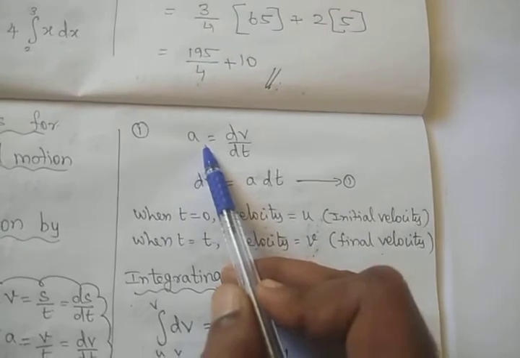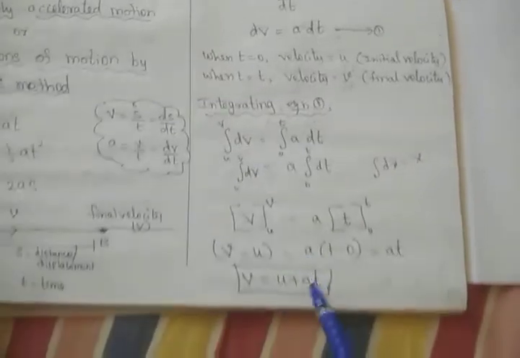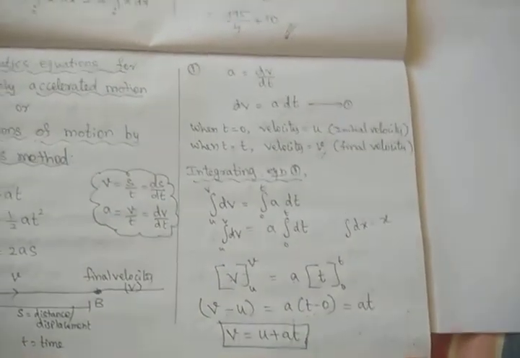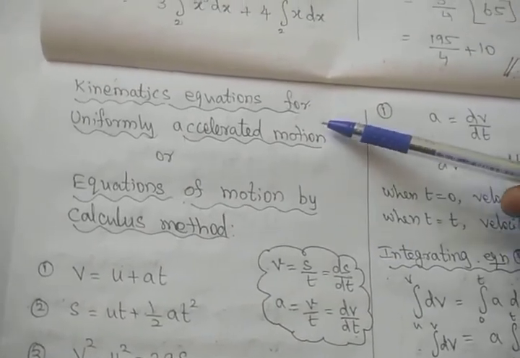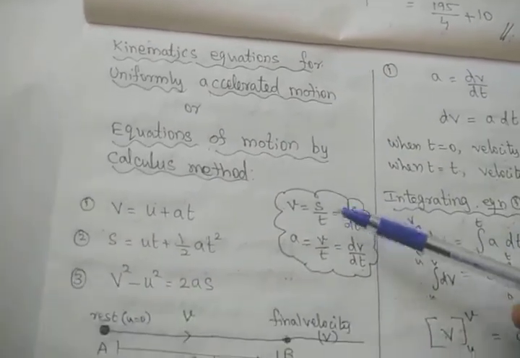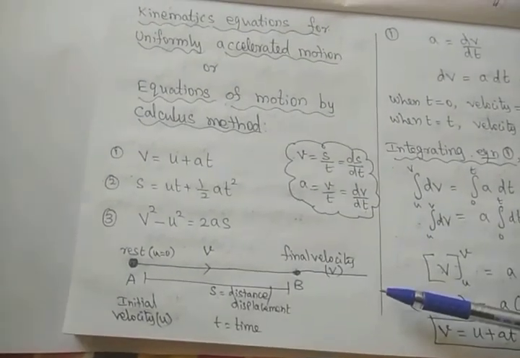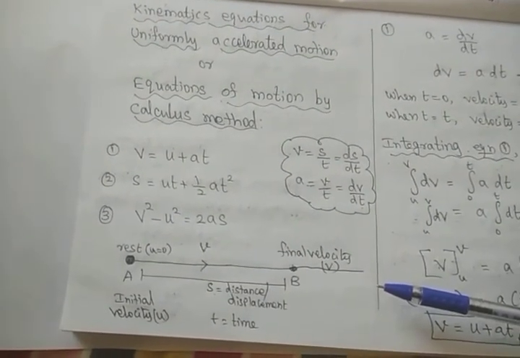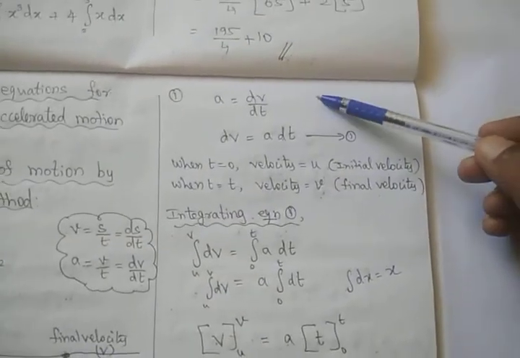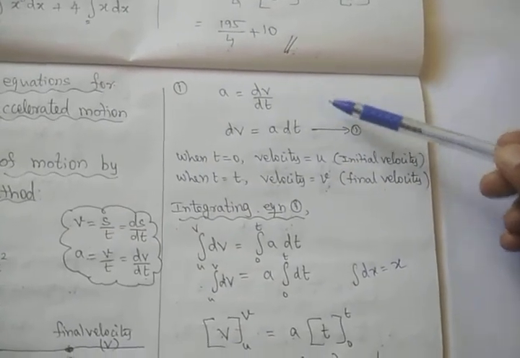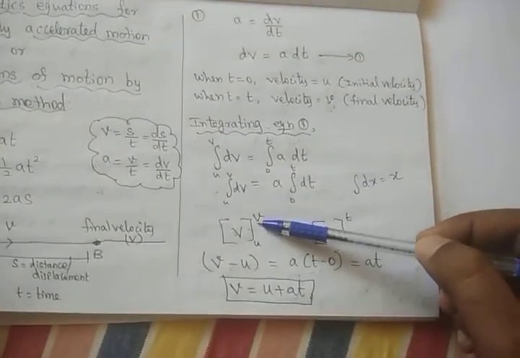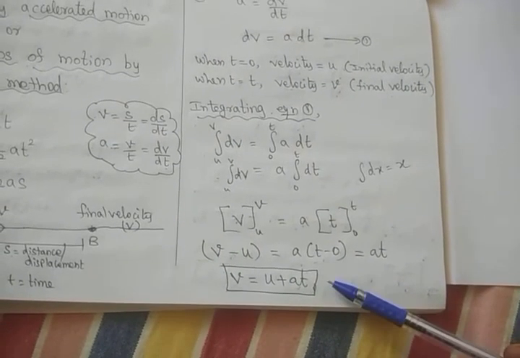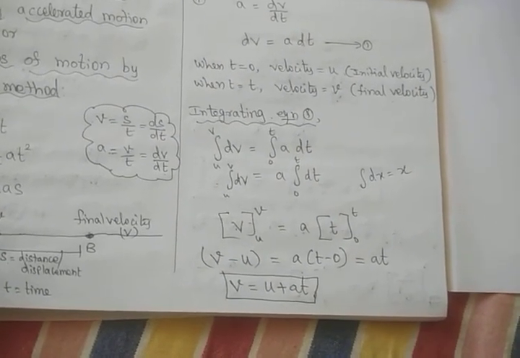Take the acceleration, bring this dt here, then integrate with the limits, and we get the equation very simply. For writing your classwork, I will show the video very clearly. First put the title, equations of motion. For this first equation, take the acceleration in differential form, a is equal to dv by dt, then substitute the boundary values and take the integration. After integration, substitute the lower limit and upper limit, and we arrive at the equation v is equal to u plus at.